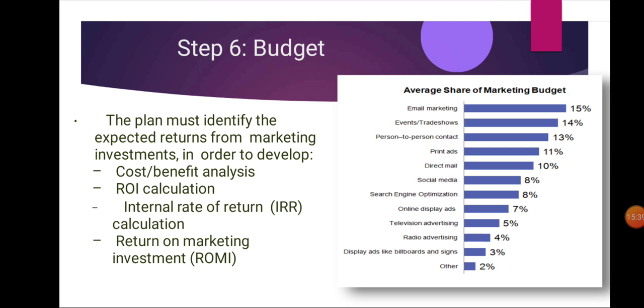Return on marketing investment. If you look at the picture, you can see how budgeting is done. Email marketing, 15% of the budget is contributed. Event and trade shows, person to person contact, print ads, direct mail, social media marketing, search engine optimization, online display ads, television advertising, radio advertising, display ads like billboards and signs, and others. These are the methods of advertising used, and how much money we are spending on what is all calculated through the budgeting system.